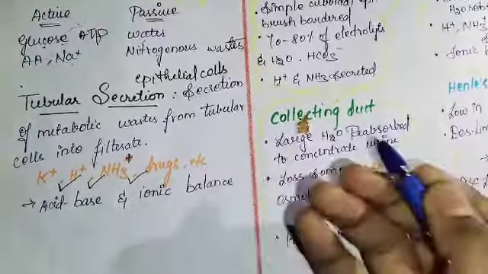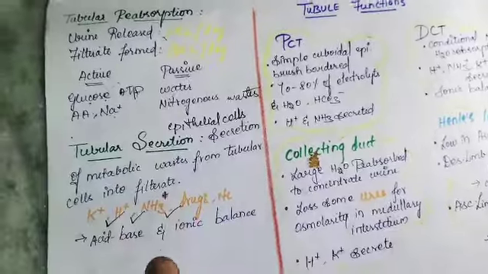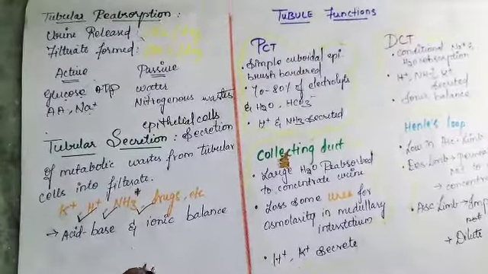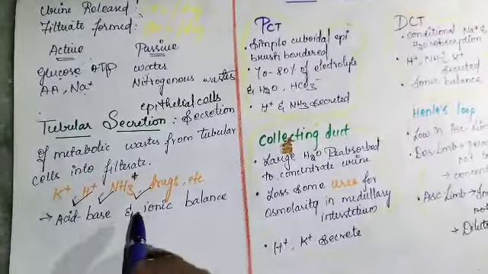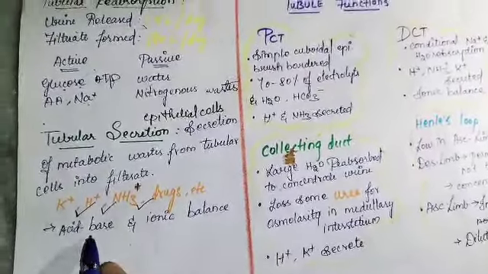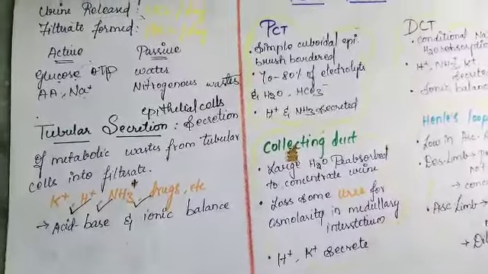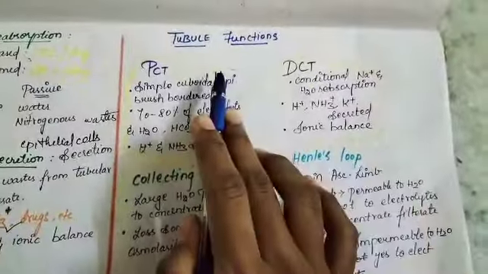Why should they be secreted? Because mostly they are reabsorbing, so something should be given in return. That is the acid, base and ionic balance of our interstitium. Now see the tubular functions.